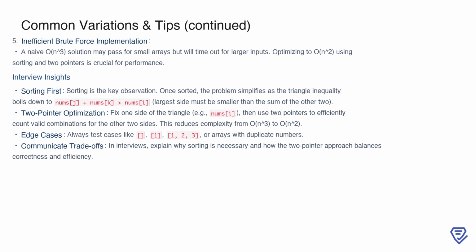Always consider edge cases like an empty array, very small arrays, or arrays with duplicate values. Finally, in an interview, it's important to explain your trade-offs clearly. Highlight why sorting is necessary and how the two-pointer approach balances efficiency and correctness.